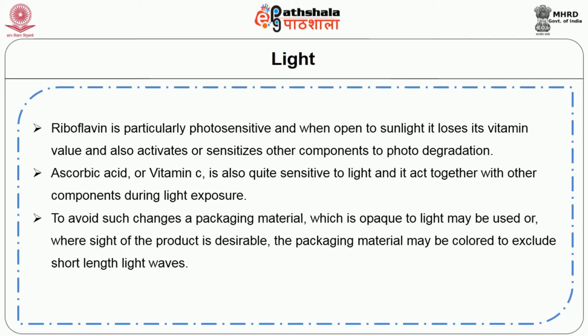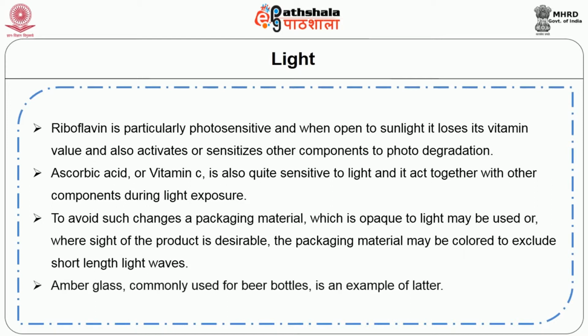To avoid such changes, a packaging material which is opaque to light may be used, or where sight of the product is desirable, the packaging material may be colored to exclude short wavelengths of light. Amber glass, commonly used for beer bottles, is an example of the latter.